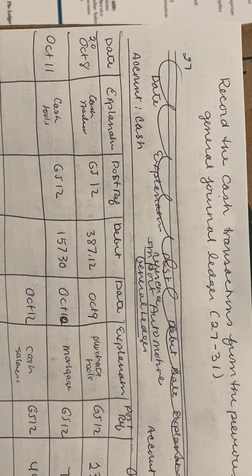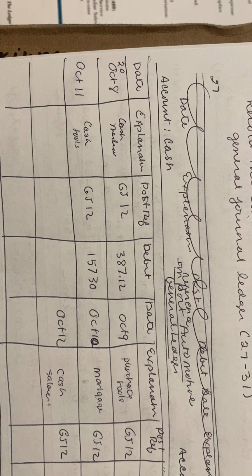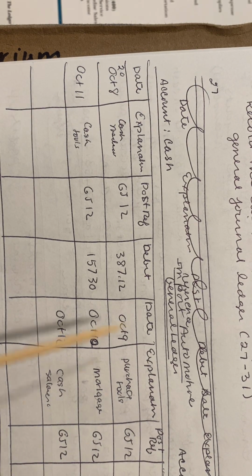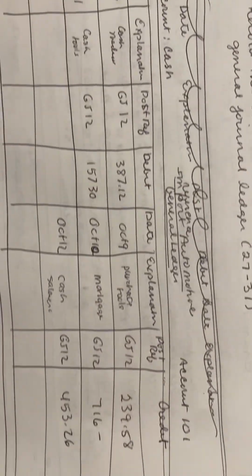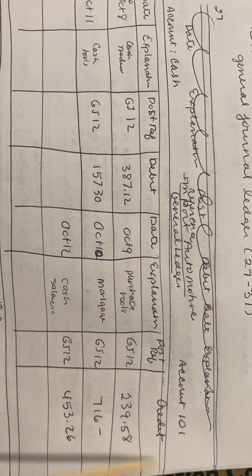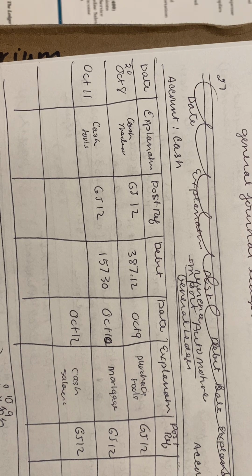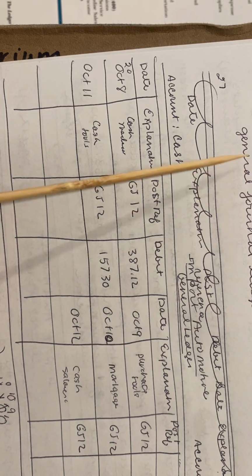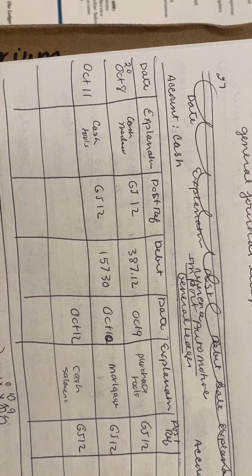So we're going to record the cash transactions. I have it written here. You have the dates, account over on this side, account 101, you see? This is the general journal. On October, the general journal is recording. This is our ledger. Remember the ledger? So we're going to have debits on this side and credits on this side.